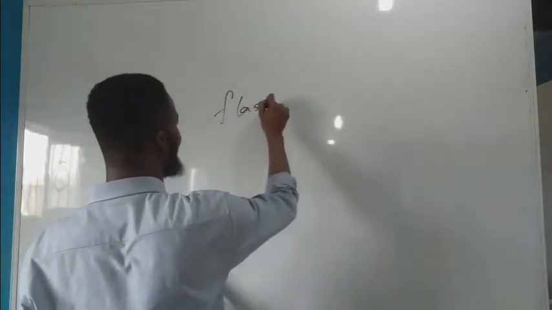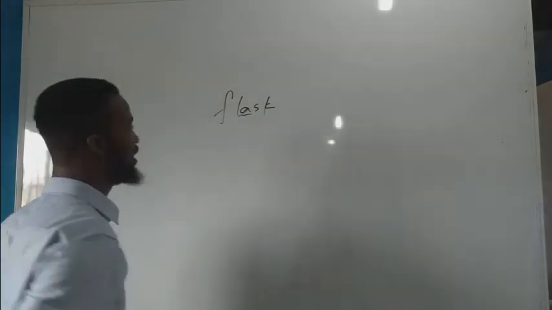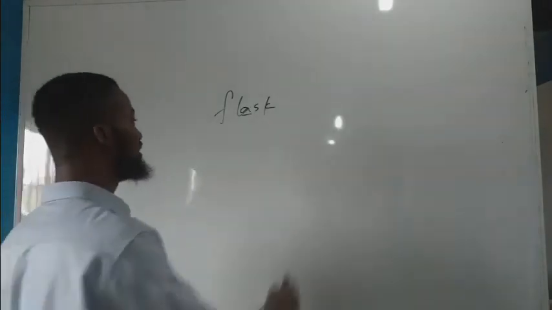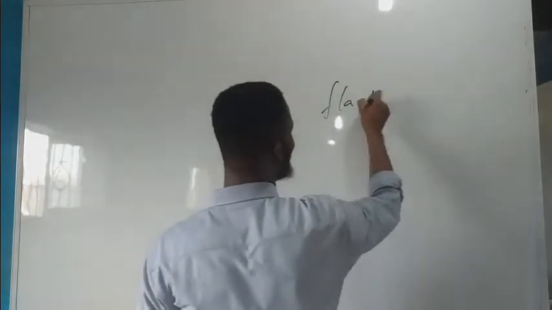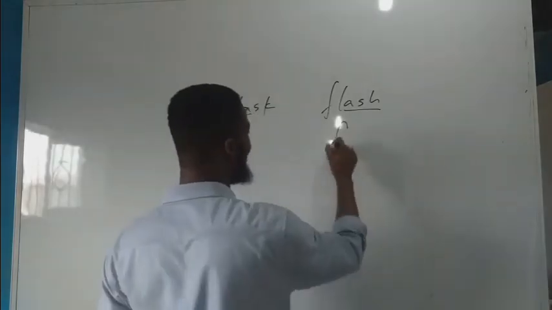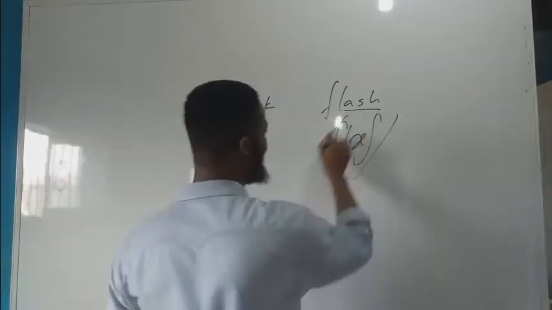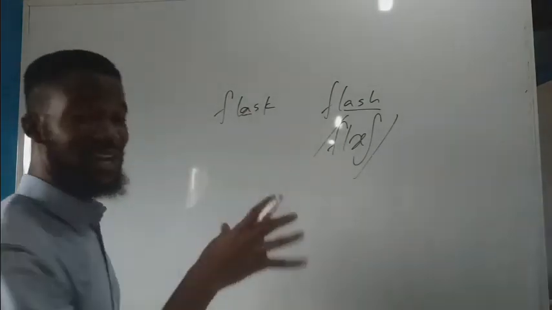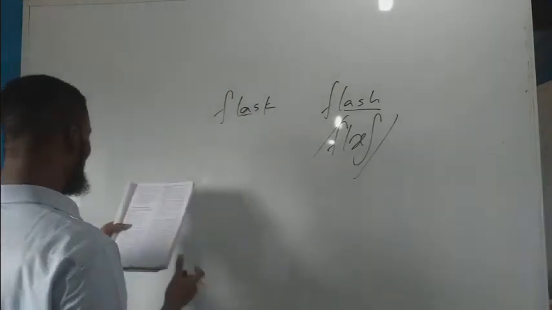Another question is FLASK. AS occurring together. Watch out, but that is not the same case with FLASH. If you have ASH, it's automatically short. Please watch out for this flash. But once you have S and K, it's going to be long.